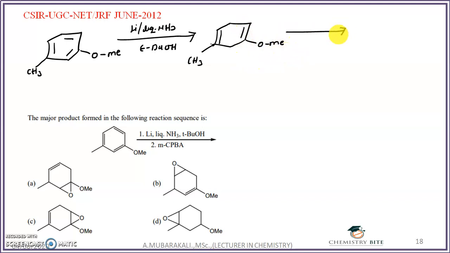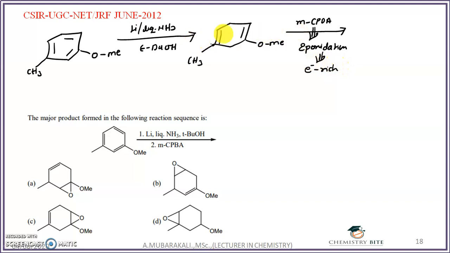So this further they are reacting with metachloroperbenzoic acid. Just now I have said, metachloroperbenzoic acid is used for epoxidation of an alkene. So alkene is converted into epoxide, this will be used. So where will epoxidation happen? Epoxidation will happen in the electron rich double bond.